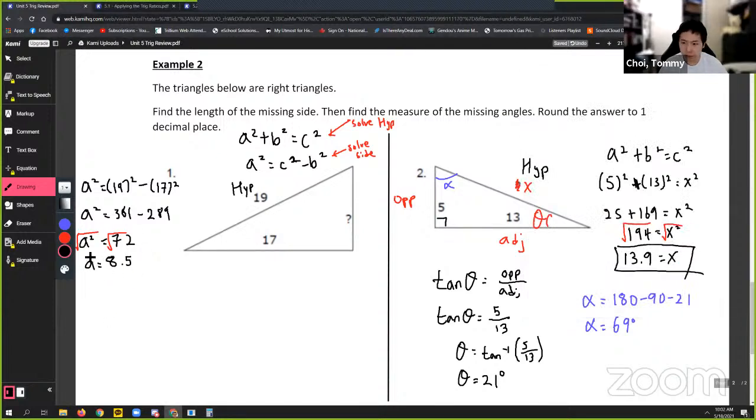All right, so that's A. So we got our first answer there, right? Which is our missing value here. I left that as A. If you put X there, that's fine. So that would be our missing side here.